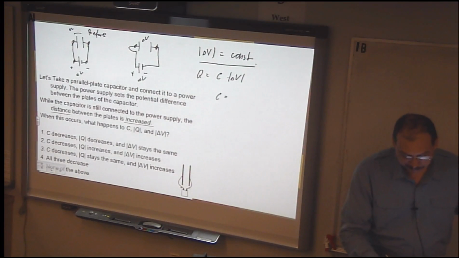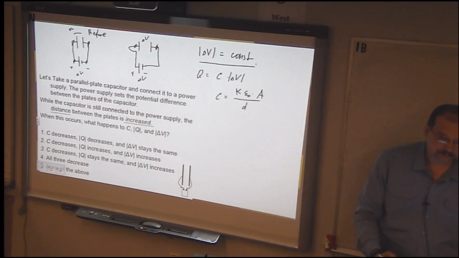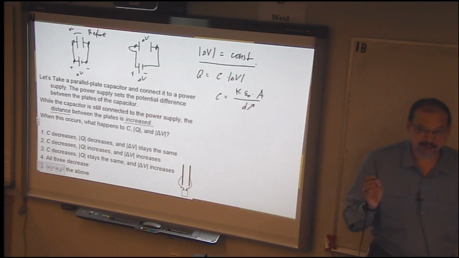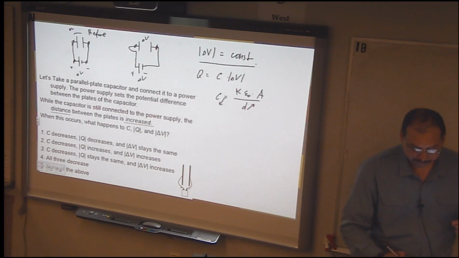We also know that capacitance is related to features of a capacitor. For the parallel plate capacitor, a dielectric constant, another constant, area. So when the distance between the plates increases, how does it affect the capacitance? It decreases. It's inversely proportional.